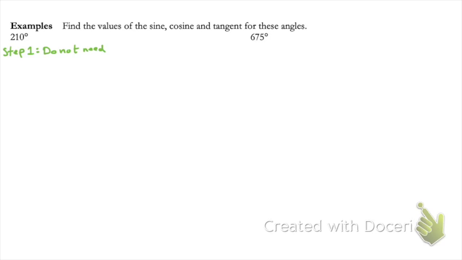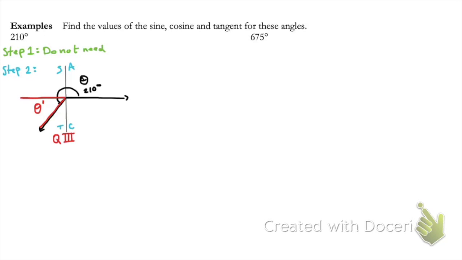Step 2 is to draw a picture of the angle to see its location of the quadrant. 210, okay, I can do that. It looks like it's in quadrant 3. I'm going to label my All Students Take Calculus. We're in quadrant 3. I've drawn in my reference angle in red.